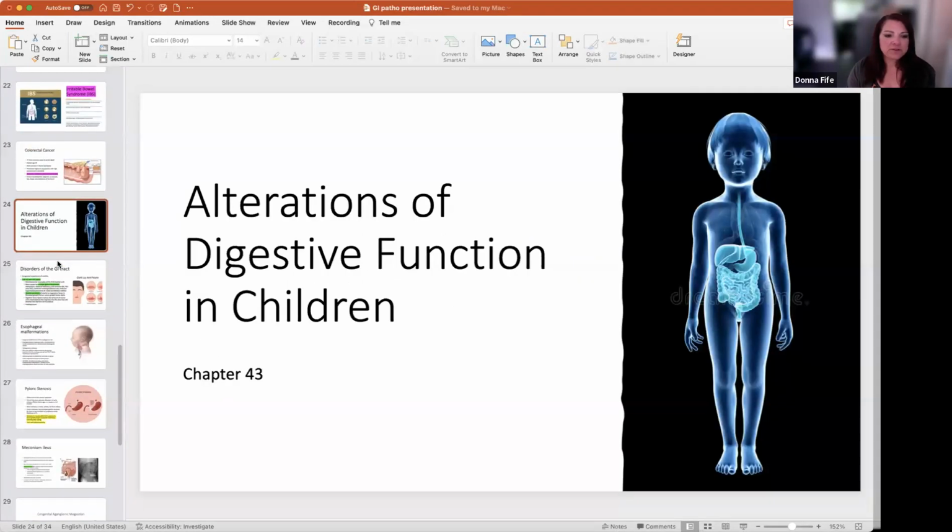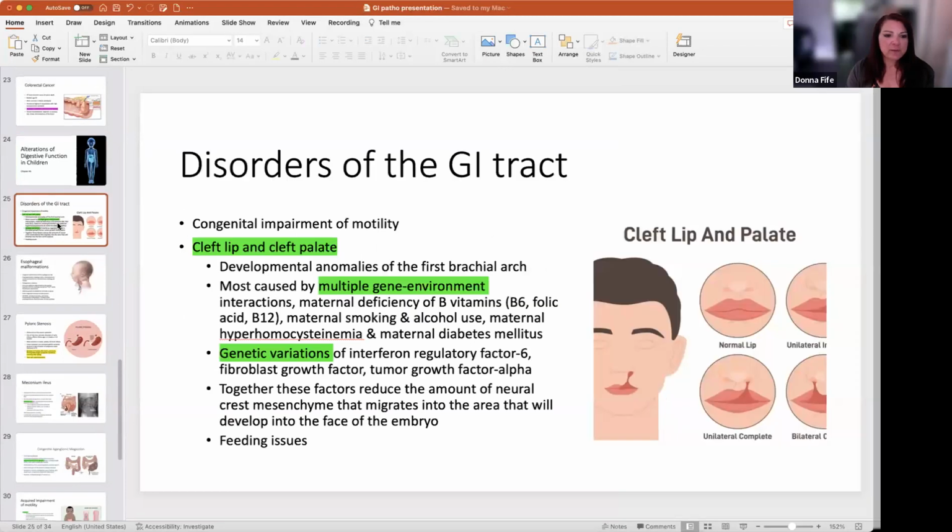All right, alterations of digestive function in children. Disorders of the GI tract, we're going to look at some congenital impairment of motility where a patient may have a cleft lip or cleft palate. These are developmental anomalies of the first branchial arch. Most commonly, it's a multiple gene environment interaction.